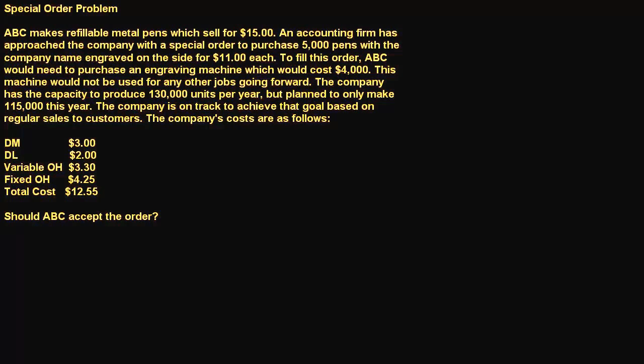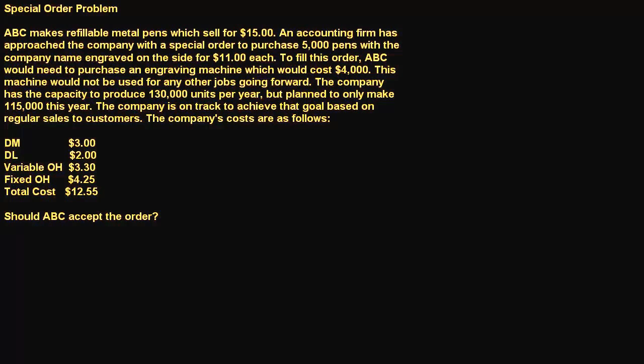Now, ABC doesn't normally engrave on pens, so they'd have to buy a special machine for that, which would cost $4,000. But the machine would probably never be used again. So the company has capacity to produce 130,000 units a year, but this year they only plan to make 115,000. But the company believes that they're on track to do that.